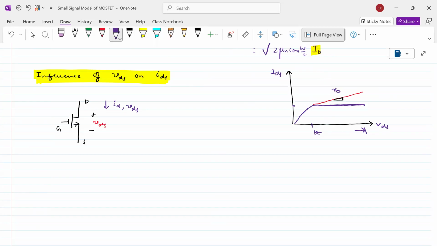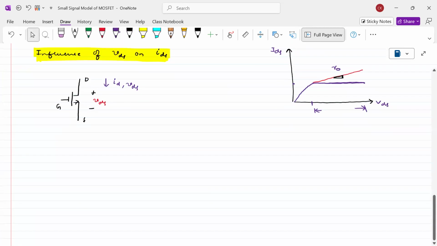There's a question. In the previous case, when a small change of VGS resulted in IDS, we replaced that with a dependent constant current source. Now, how can we replace this MOSFET for this behavior? Okay, how do we do this? Let us go similarly.